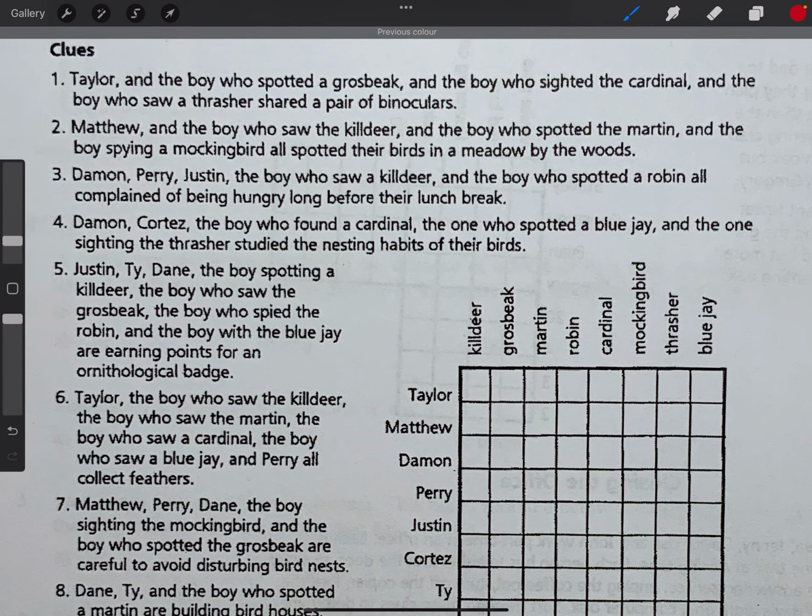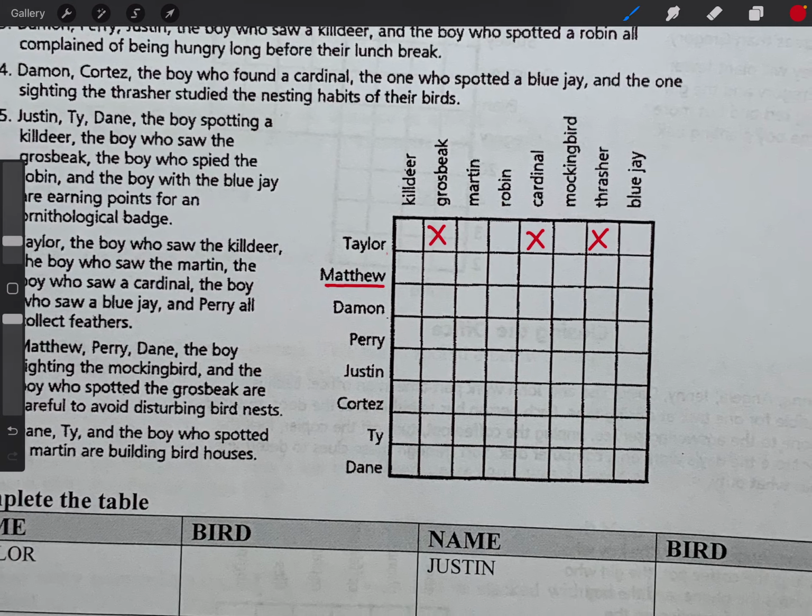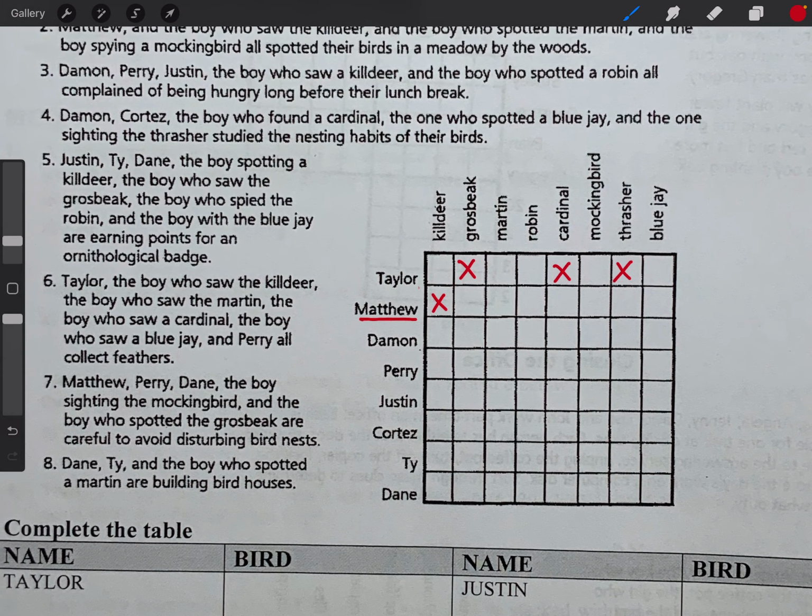The boy who spotted a goose beak. So Taylor cannot be the one that saw the goose beak. So put a cross on goose beak and Taylor. And the boy who sighted the cardinal. So Taylor can't be the one who saw the cardinal. And the boy who saw a thrasher. So Taylor can't be the one that saw the thrasher. Share a pair of binoculars. Matthew. So Matthew is the next one to be listed. And the boy who saw the killdeer. So Matthew can't be the one that saw the killdeer. And the boy who spotted a robin. So he can't be the one that spotted a robin.